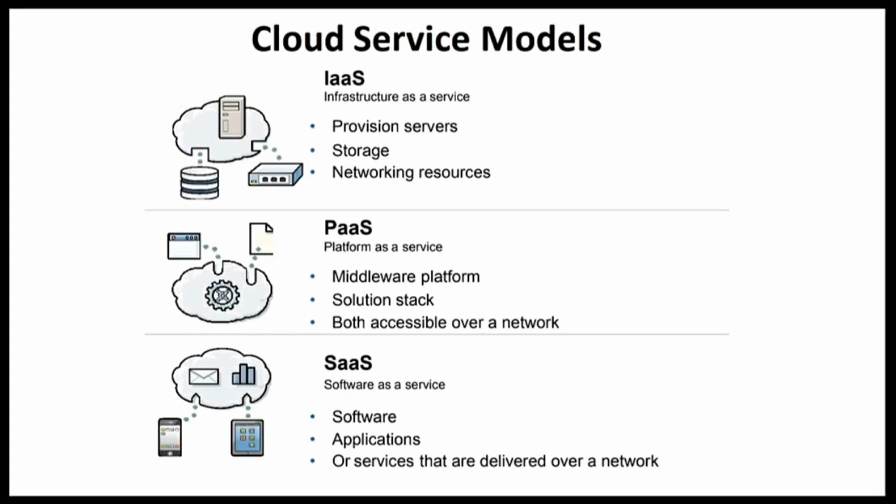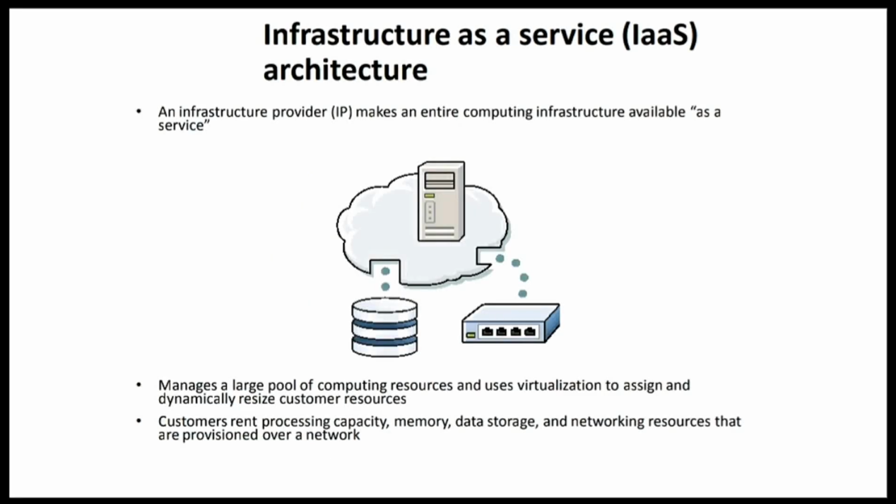Cloud service models. There are 3 types of cloud service models: infrastructure as a service, platform as a service, and software as a service. First, infrastructure as a service. An infrastructure provider, that is IP, makes an entire computing infrastructure available as a service. It manages a large pool of computing resources and uses virtualization to assign and dynamically resize customer resources. Customers rent processing capacity, memory, data storage, and networking resources that are provisioned over the network.